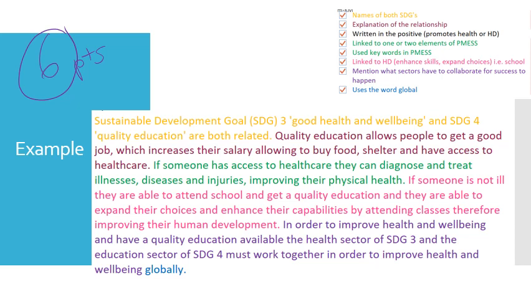So this person started by saying SDG 3, good health and well-being, so named it, and SDG 4, which is quality education, are both related. So they get a little tick for that one. Then they say explain the relationship.